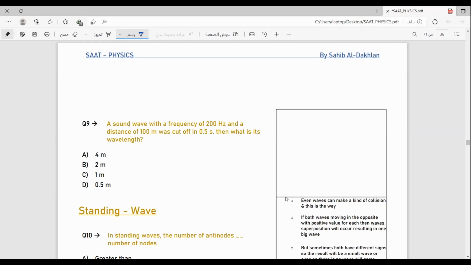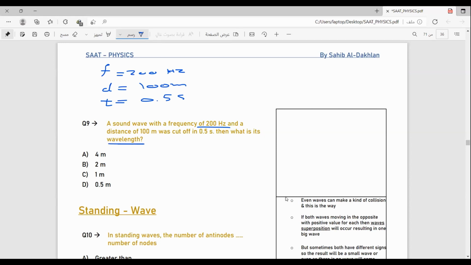Now we have here the frequency. So let's write the given data here. F equals 200 hertz, and the distance D is 100 meters. And there is a time also. If you just write the given data, things will be clear for you, and then you will understand which formula you will use. So now we have a frequency, the distance and the time. We are asked to find the wavelength.